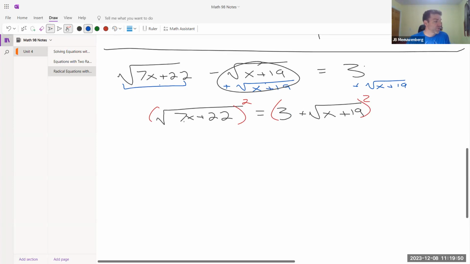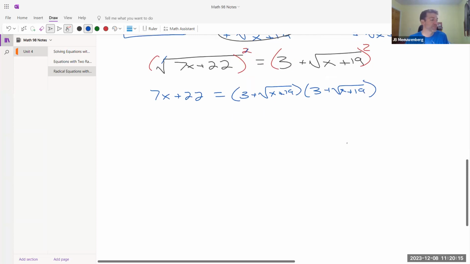On the left side, we have 7x plus 22, because the square cancels out the radical. On the right side, it's going to get messy. I'm warning you. So we have to write this out twice. 3 plus the square root of x plus 19 times 3 plus the square root of x plus 19. And we're going to have to distribute, binomial distribution here. So let's do it. Leaving this side alone, 7x plus 22.